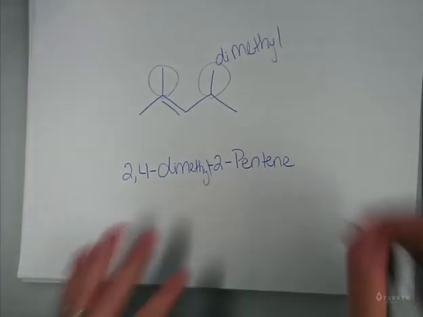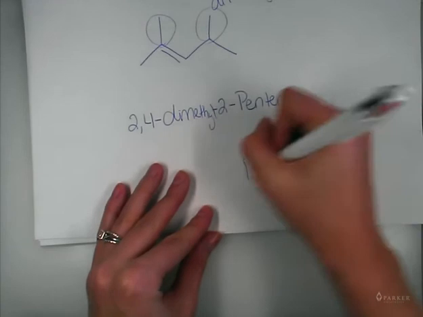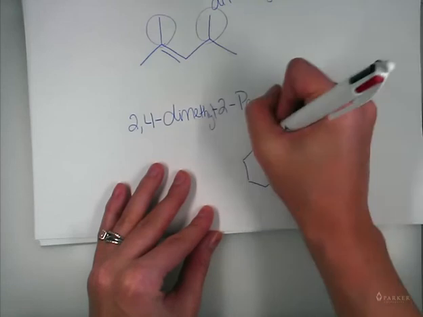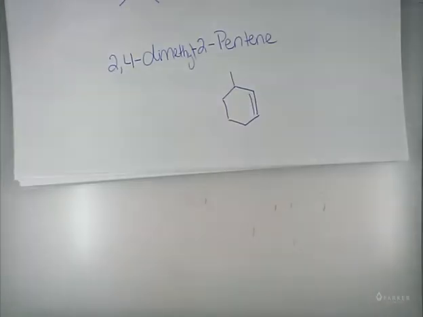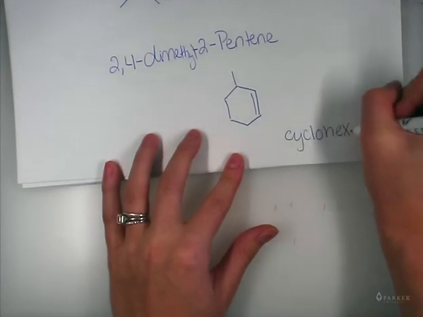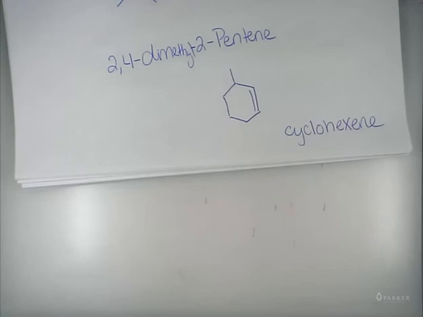And then we could look at this like a ring. Okay, how many carbons in that ring? 6. So I would call that cyclohexene. Now here's the part with the numbering. So instead of calling it cyclohexane, I call it cyclohexene because it has a double bond. The carbons of the double bond have to be carbons 1 and 2.